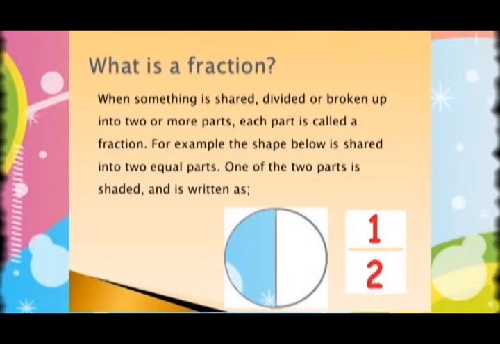What is a fraction? When something is shared, divided, or broken up into two or more parts, each part is called a fraction. For example, the shape below is shared into two equal parts. One of the two parts is shaded and is written as shown here. One shaded part out of two parts. A fraction is made up of two parts, the numerator and the denominator.